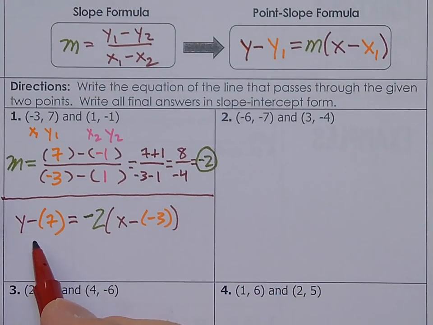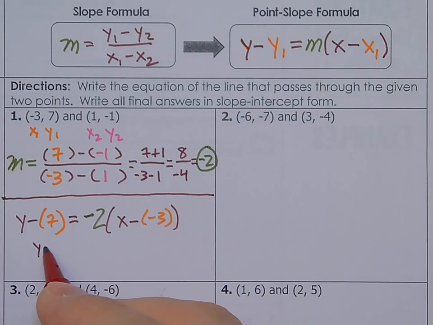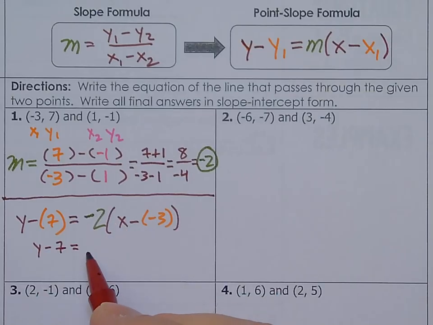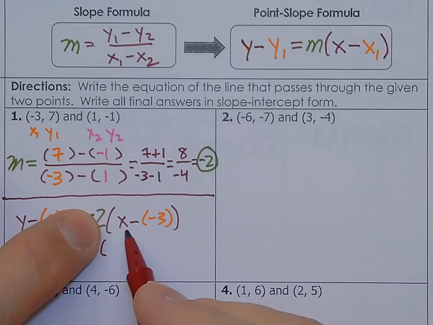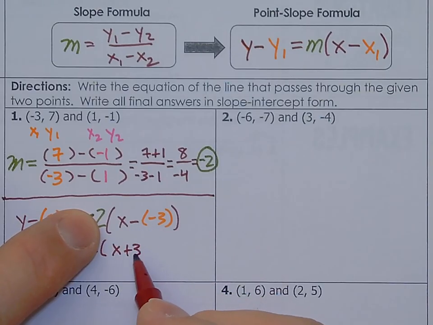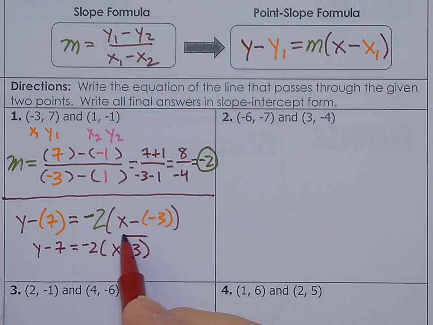Now I just simplify, I want to get rid of those parentheses. So y minus positive 7, I can just write that as y minus 7, and then negative 2. I'm going to leave this as is for now, negative 2 times, I just want to get rid of the inside parentheses first. So x, again, minus a negative number, it's going to be x plus 3. And then this is our final point slope form.